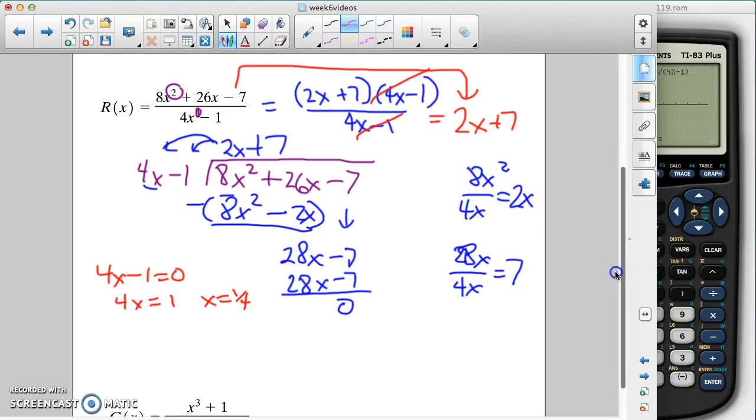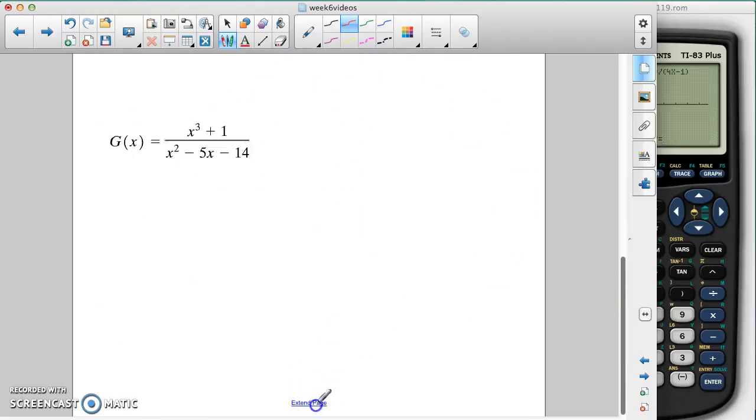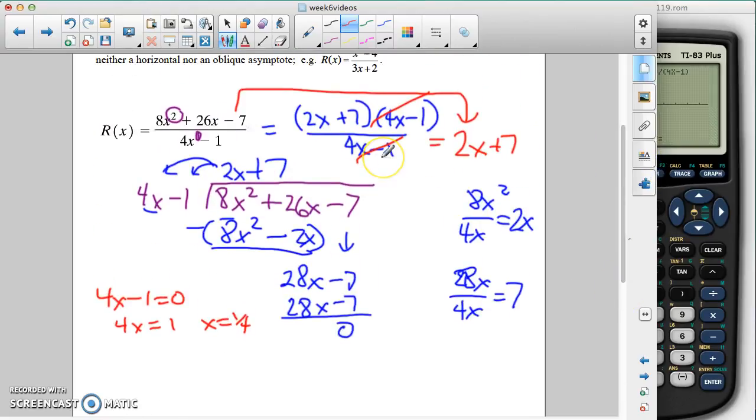So let's look at this next one. I'm sure that this one doesn't go in evenly. So if we were to change this problem just a little bit and make this number not -7, if this was just +7, then we would have had a remainder, and our oblique asymptote would have been 2x plus 7.